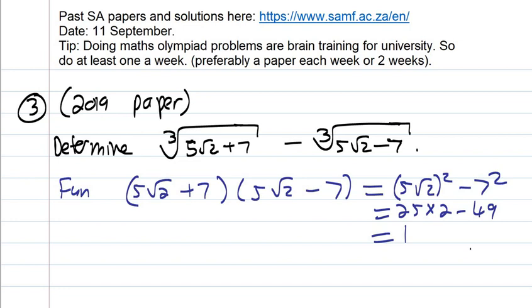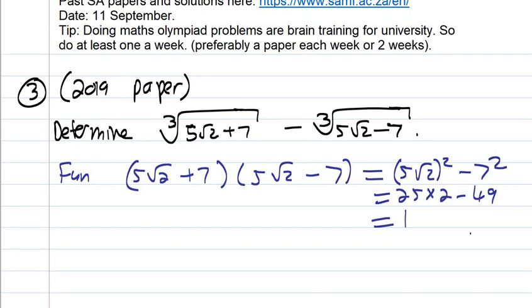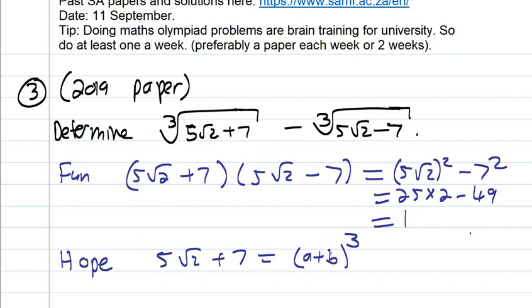All right. Now, this is an Olympiad problem. So you should be able to solve it without a calculator. So looking at this question, we write down the following hope. We hope that 5 root 2 plus 7 is something cubed. Let's hope it's of the form a plus b cubed. Because we're going to take the cube root of this number, 5 times root 2 plus 7. So we hope that it is something cubed.